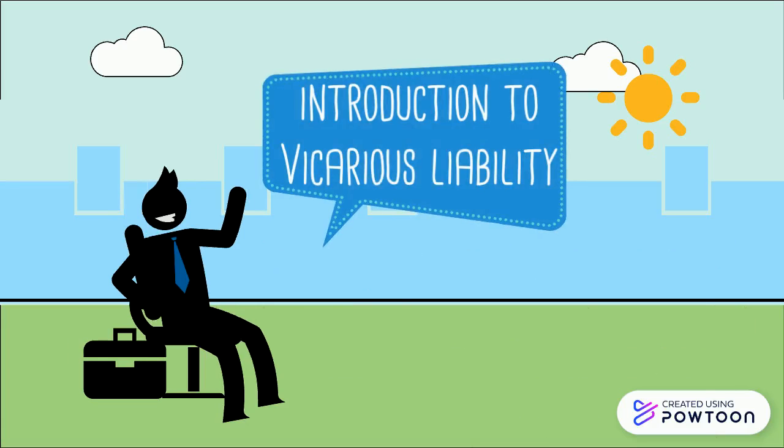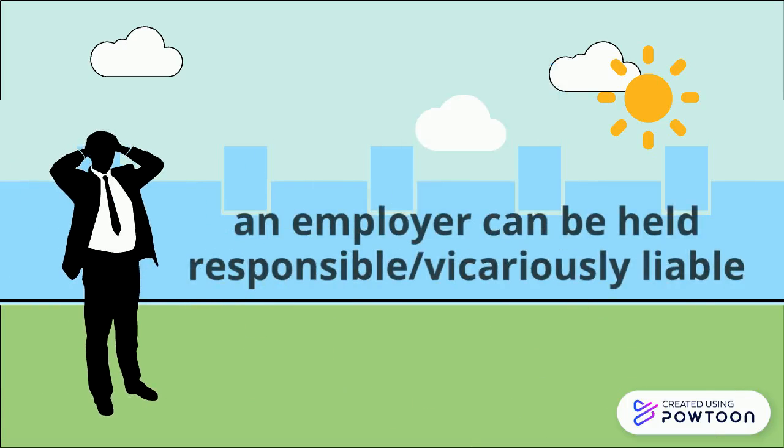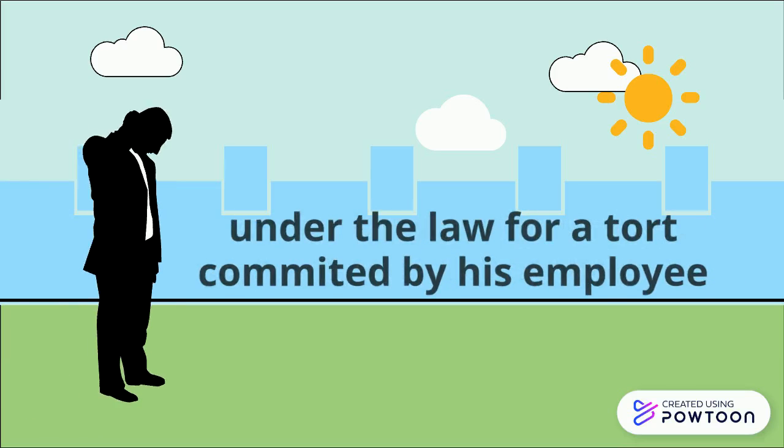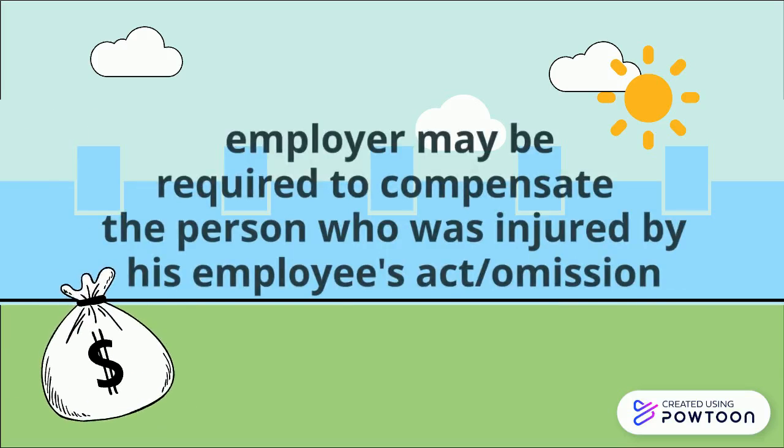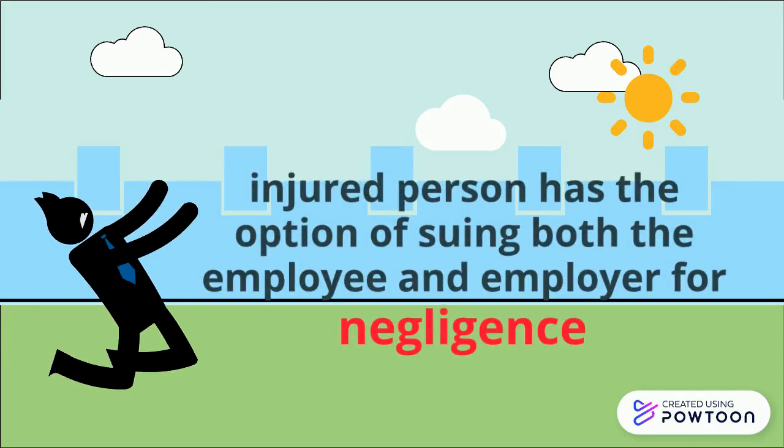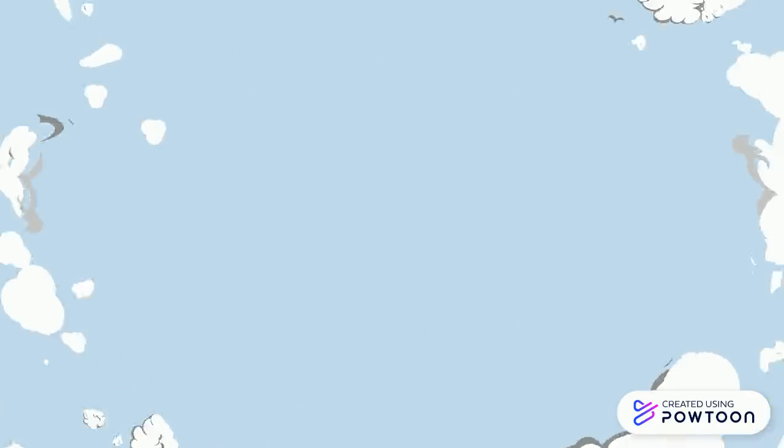Introducing vicarious liability. An employer can be held responsible or vicariously liable under the law for a tort committed by his employee, meaning that the employer may be required to compensate the person who was injured by his employee's act or omission. The injured person has the option of suing both the employee and the employer for negligence.